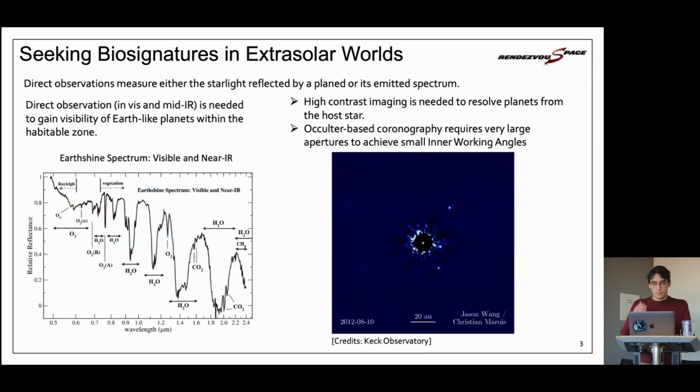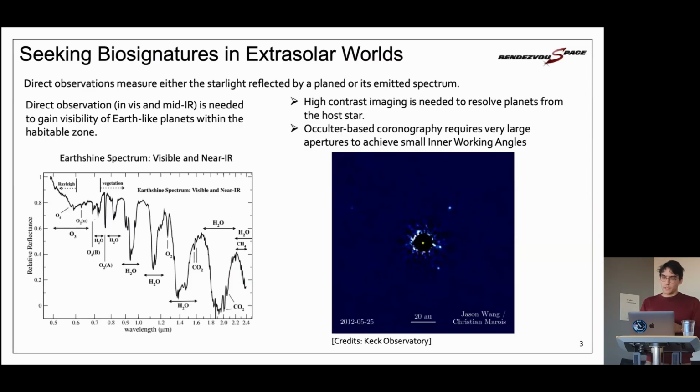To counteract this, we need to do direct observations, which means directly observing the planets, either the reflected light from the planet or the emitted spectrum of the planet. For Earth-like planets, we know that this peak of emission is between the visible and near infrared. However, the main problem whenever we want to observe a planet is to be able to resolve it against the brightness of the star. So we need high contrast imaging. And this is typically solved using some occulter technique, either on ground or in space.